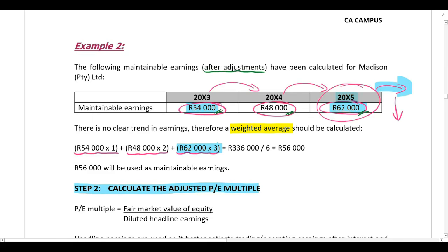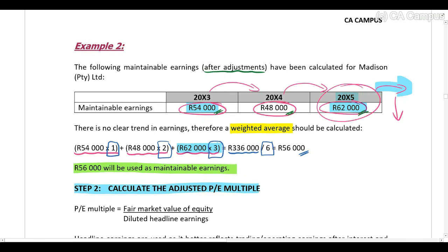So if we multiply that all out, we get a total of 336,000, and we then need to divide by 6. And the logic behind dividing by 6 is that is the sum of 1 plus 2 plus 3, so that we can get the average earnings for 1 year. So if we don't have an increasing trend in our earnings, we calculate a weighted average. And in this example, we are going to use 56,000 Rand as maintainable earnings in our calculations.